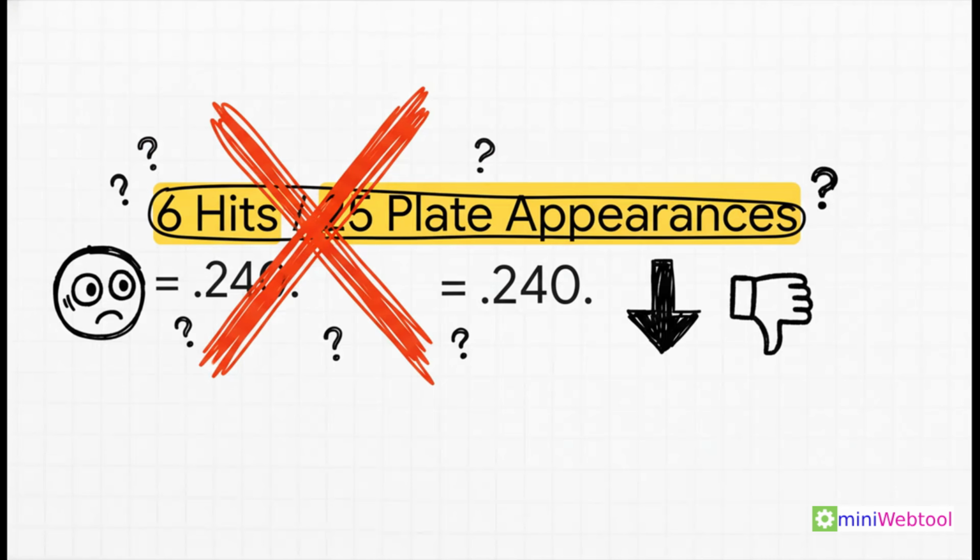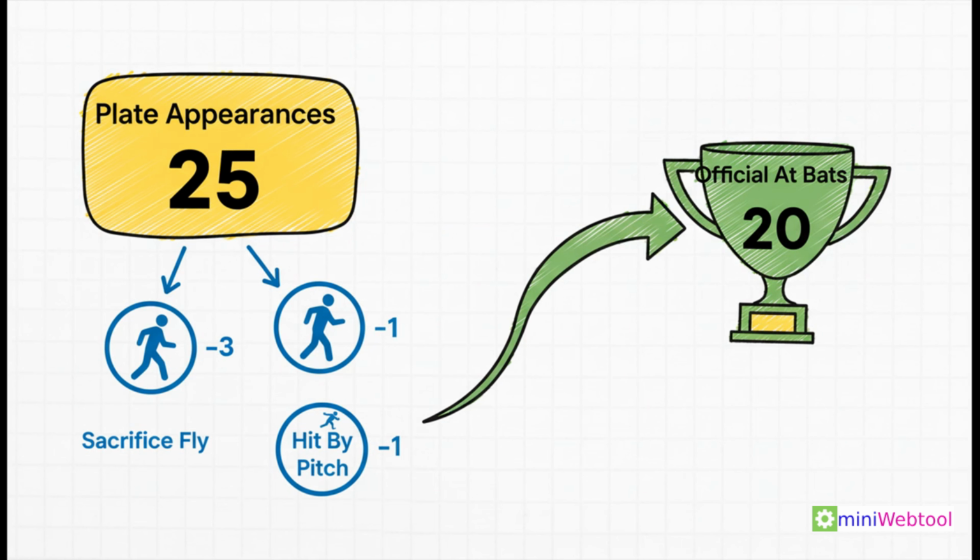sacrifice fly. Now, the common mistake, the trap everyone falls into, is to just take her 6 hits and divide by all 25 plate appearances. If you do that, you get a batting average of .240, which is not very good. But we know better now, right? That's the wrong way to do it. So let's do it the right way.